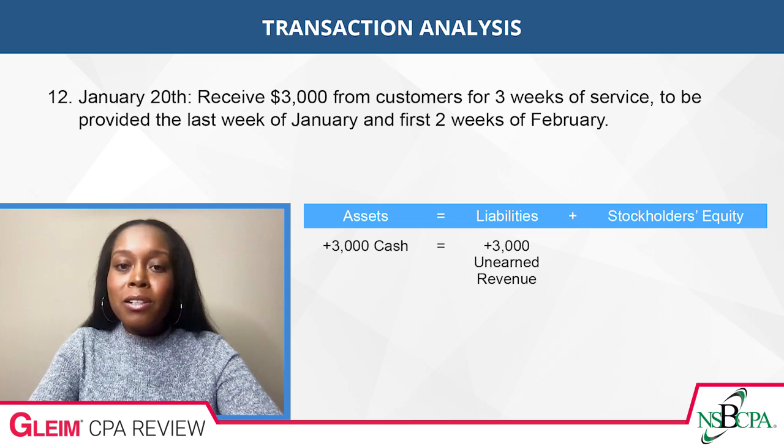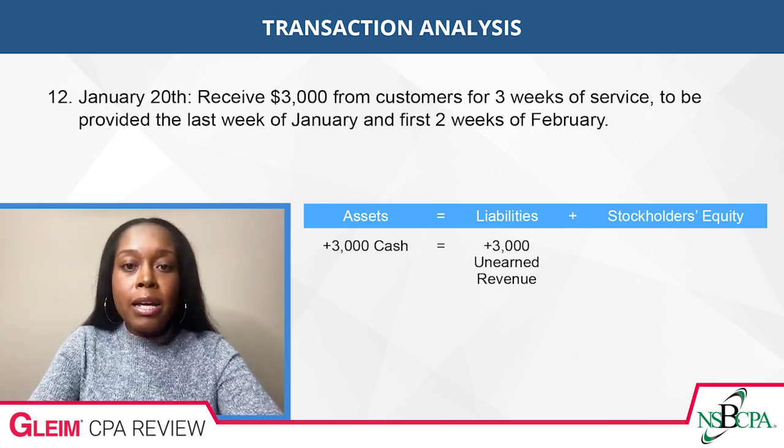This $3,000 is for 3 weeks of service to be provided the last week of January and the first 2 weeks of February. My question to you is, have we done any work yet? No, we haven't. When a customer pays us in advance like this, at the time we receive that cash, we now owe the customer the service. And when we owe something in our accounting equation, that means liabilities.